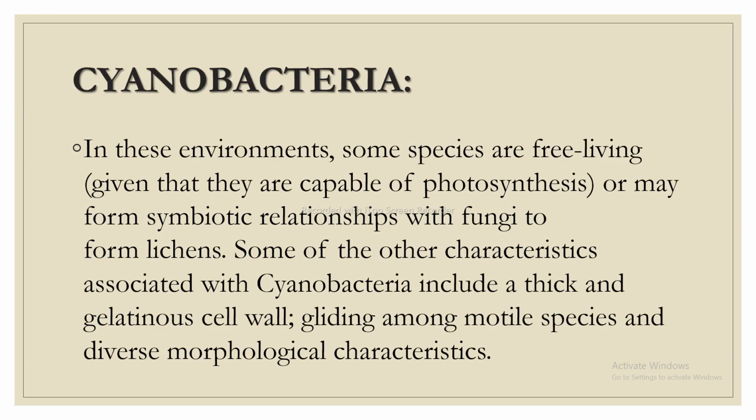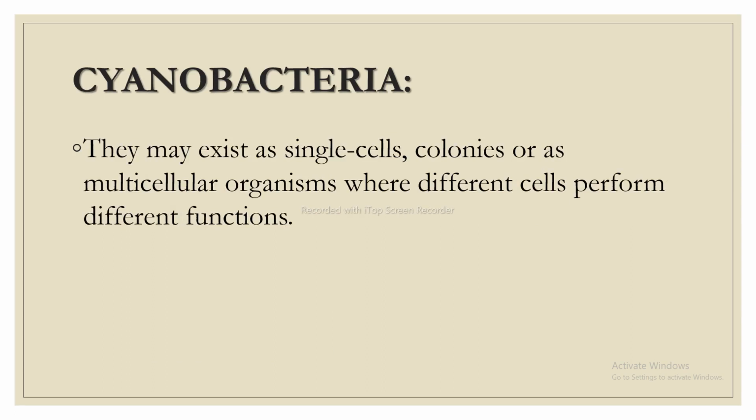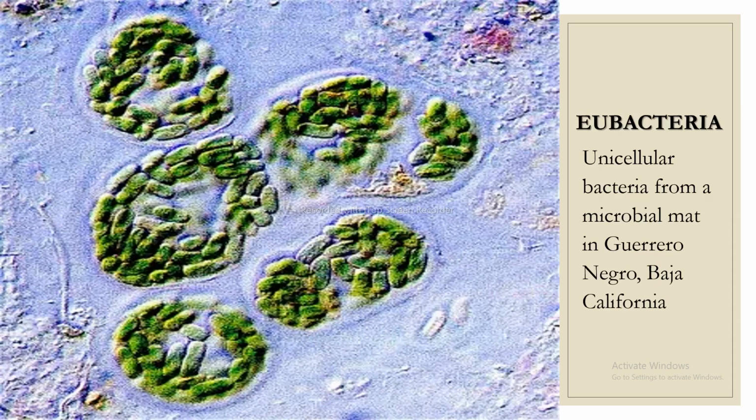So some of the other characteristics associated with cyanobacteria include a thick and gelatinous cell wall, gliding among the motile species, and diverse morphological characteristics. So they may exist as single cells and colonies or as multicellular organisms where different cells can perform the different functions. So this is the unicellular bacteria form from a microbial mat in Guerrero Negro, Baja California, as shown in the figure.